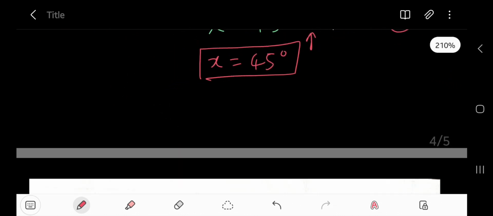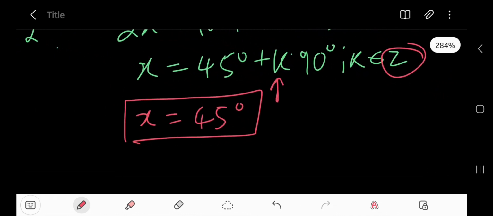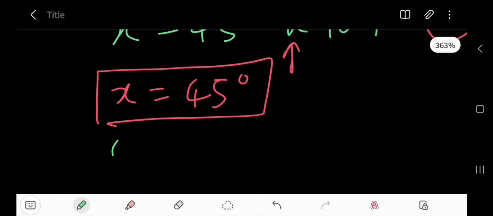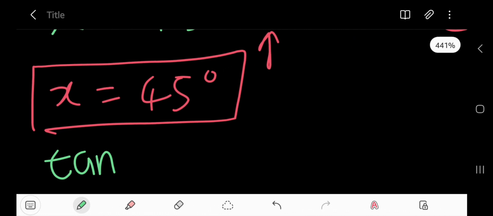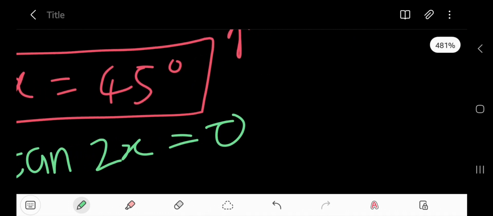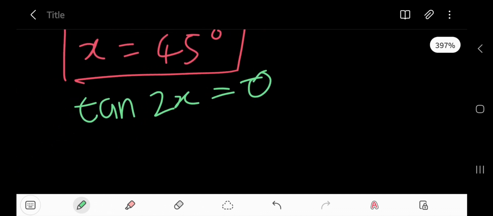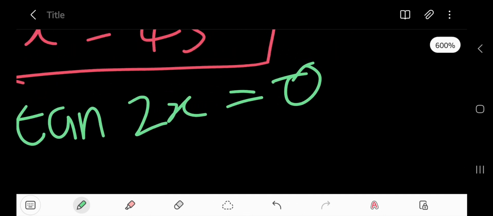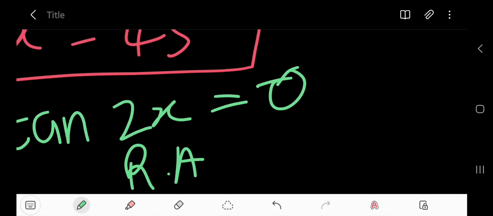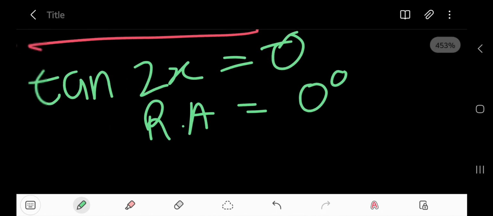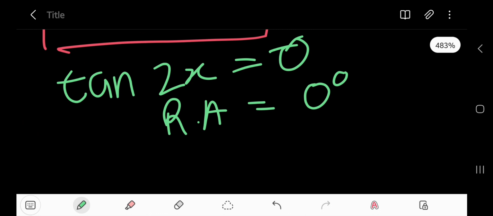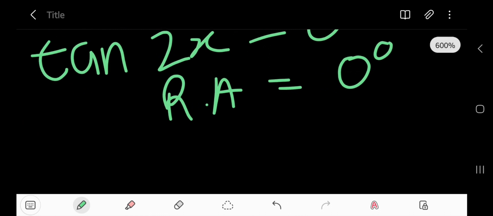But remember, we also said something is undefined if the denominator is equal to 0. So let's go ahead. Tan 2x has to be equal to 0 in order for us to have that thing as undefined, because that's the denominator of that expression that we have there. So if we were to find our reference angle, we're going to get that our reference angle is 0 degrees. Remember that tan is positive in the first quadrant and the third quadrant.